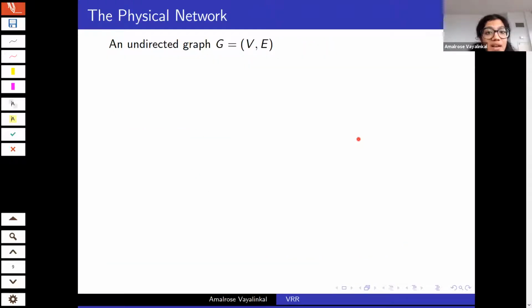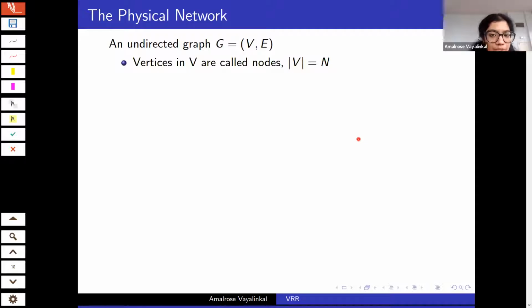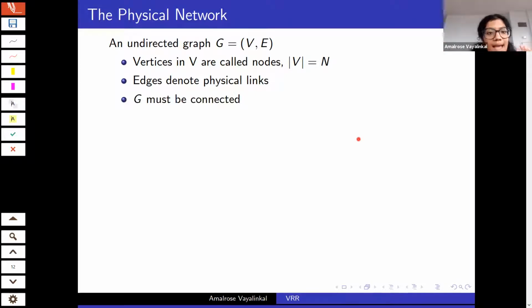The physical network is an undirected graph G, where V denotes the vertices and E is the edges. The vertices in V are called nodes in this case, and we typically assume that there are n such nodes. The edges denote physical links, and a physical link, like an edge between node U and node V, means that device U and device V can communicate directly. We also require that G must be connected.